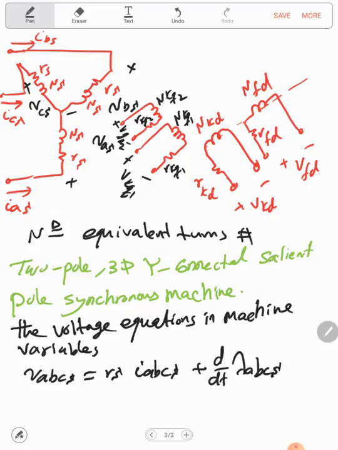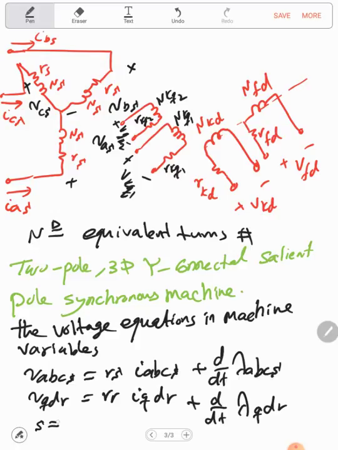Now in the same fashion here, the rotor circuit actually is orthogonal. So here we have VQDR equal to RR IQDR plus d by dt of lambda QDR. And here S stands for the stator, and R stands for the rotor circuit.